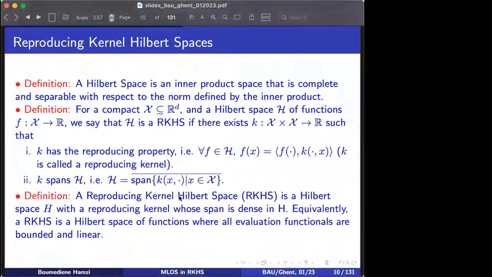So what are they? Before anything else, they are Hilbert spaces with extra properties. The first is the reproducing property, that the evaluation functional can be written as an inner product. So we have f of x equal to the inner product of f with k_x. The second property is that the closure of the span of k is the space itself. In other words, an RKHS is a Hilbert space with a reproducing kernel whose span is dense in H.